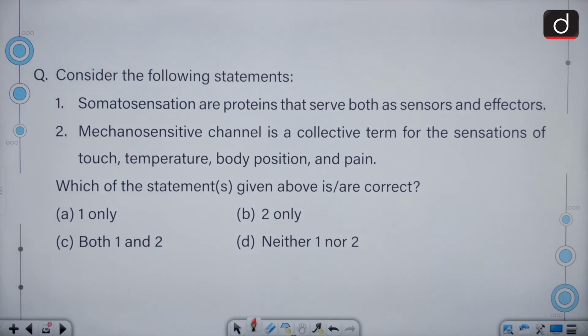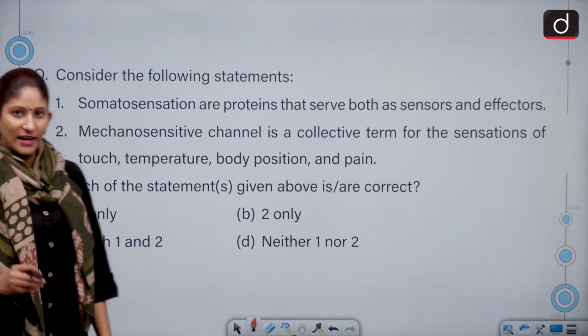Somatosensation are proteins that serve both as sensors and effectors. Mechanosensitive channels is a collective term for sensations of touch, temperature, body position and pain. We have to select the correct statement.